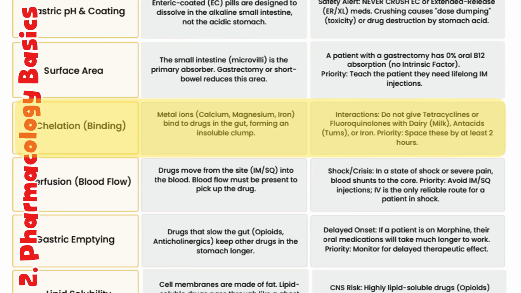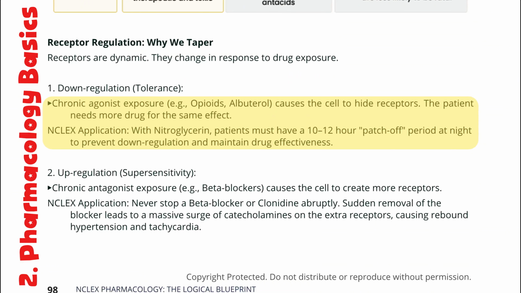And one administration trap worth knowing: tetracyclines and fluoroquinolones bind to calcium, magnesium, and iron. Dairy, antacids, and iron supplements all block their absorption, so these need to be spaced at least 2 hours apart from any of those. Two concepts, two traps.